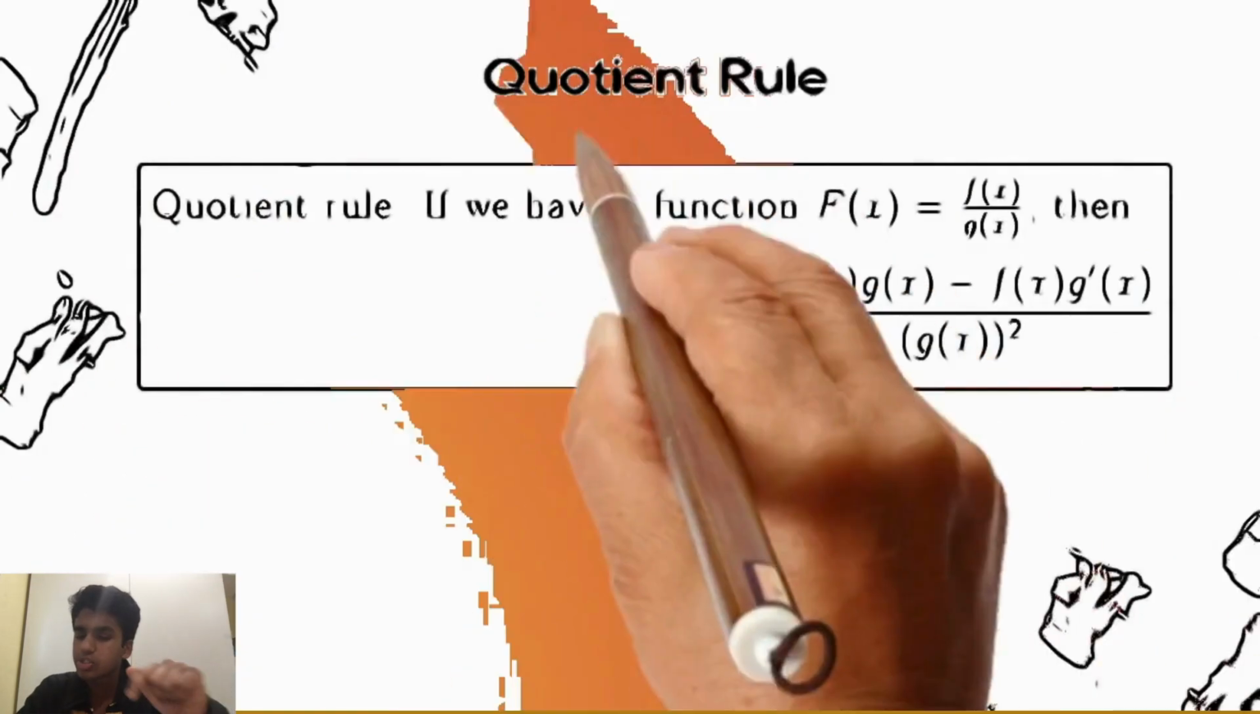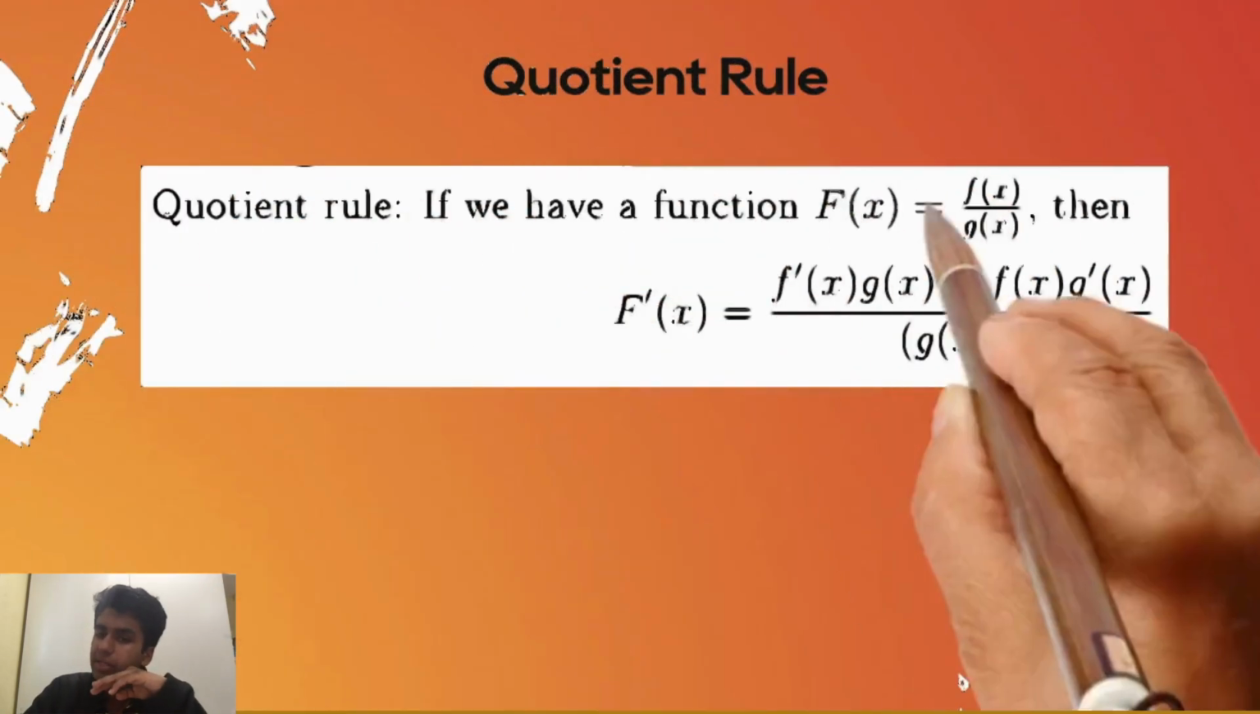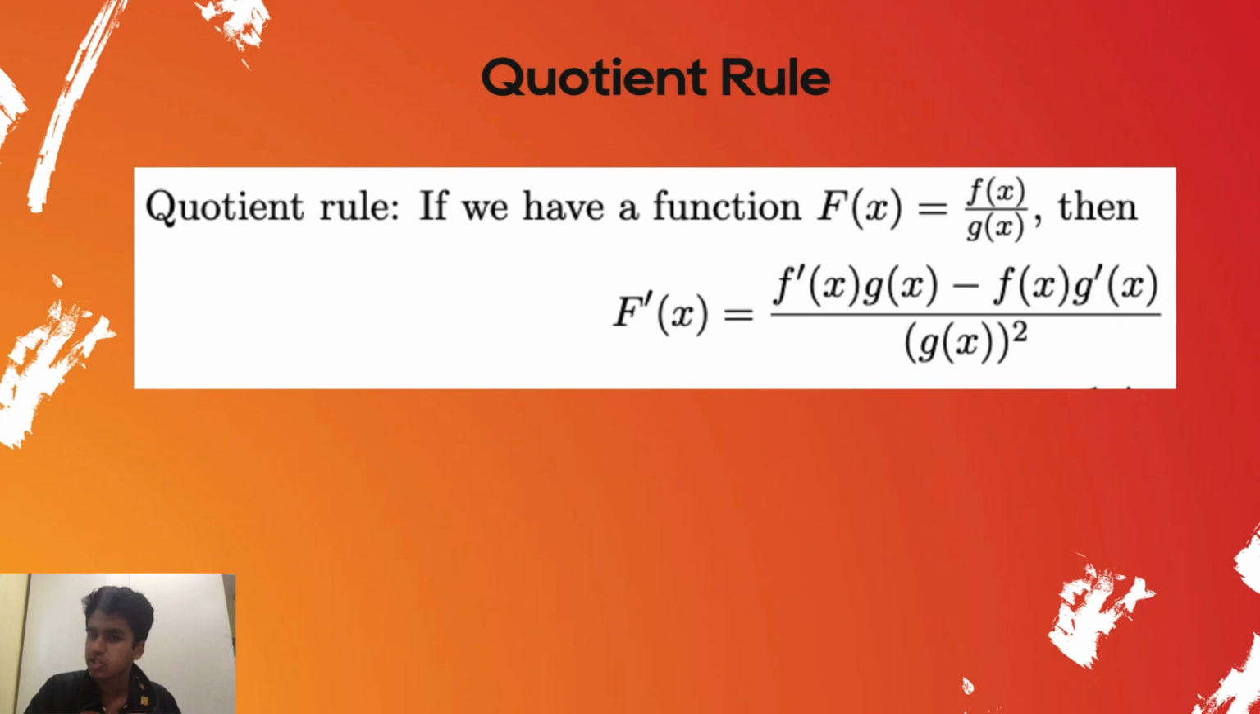Now let's go over the quotient rule, which is another formula you should simply memorize. So when we're differentiating a function like f of x over g of x, then the formula is f prime of x times g of x minus f of x times g prime of x over g of x squared. Now let's look at some examples.